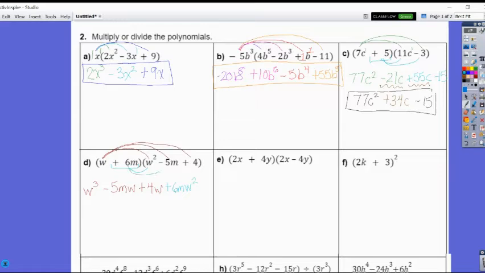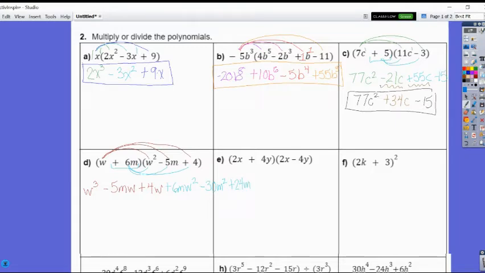Now that positive 6m multiplies to our negative 5m. That makes negative 30m squared. Again, when you multiply those two m's, add their invisible exponents. And lastly, that 6m is going to multiply with the positive 4. This makes positive 24m.